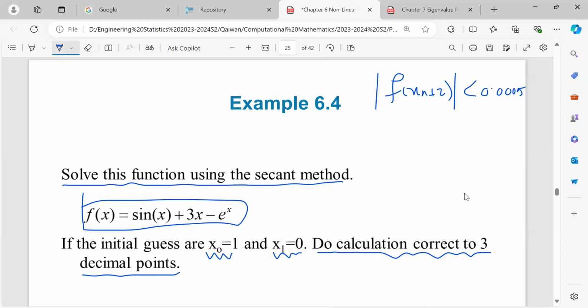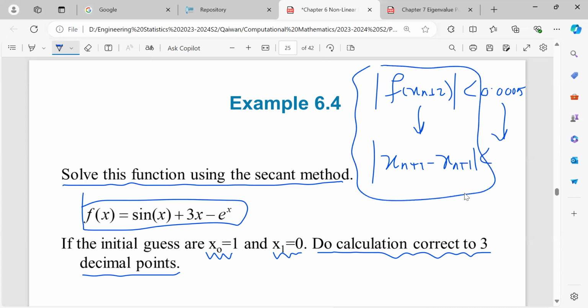Or we will continue until the difference of the last two x values, meaning x n plus 2 minus x n plus 1, is less than this value. If any of these two conditions is satisfied, we stop there and choose the last value of x. We say that's the approximate solution for the equation.